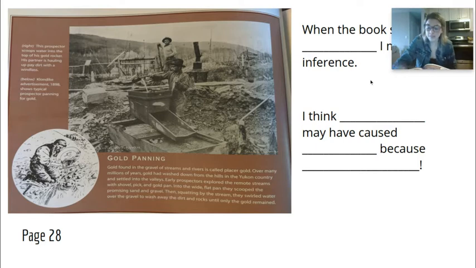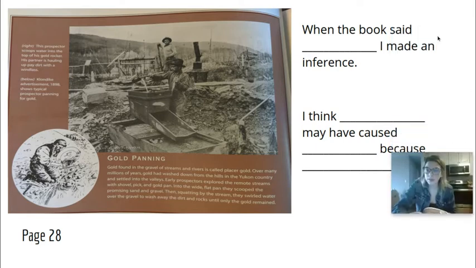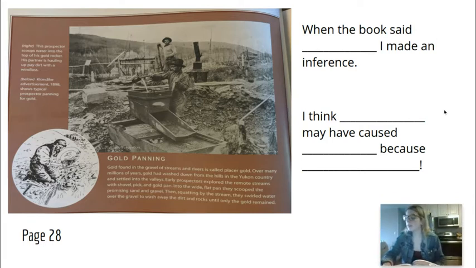So an inference I can make on this, right? You can use this frame to help you as well. When the book said that they scooped sand and gravel out of the streams to look for gold, I made an inference. I think panning for gold may have caused damage to the animal and plant habitats because sand and soil that they might use for homes is being scooped into the buckets. So they're altering the ground, which is going to alter the environment for the living things there.